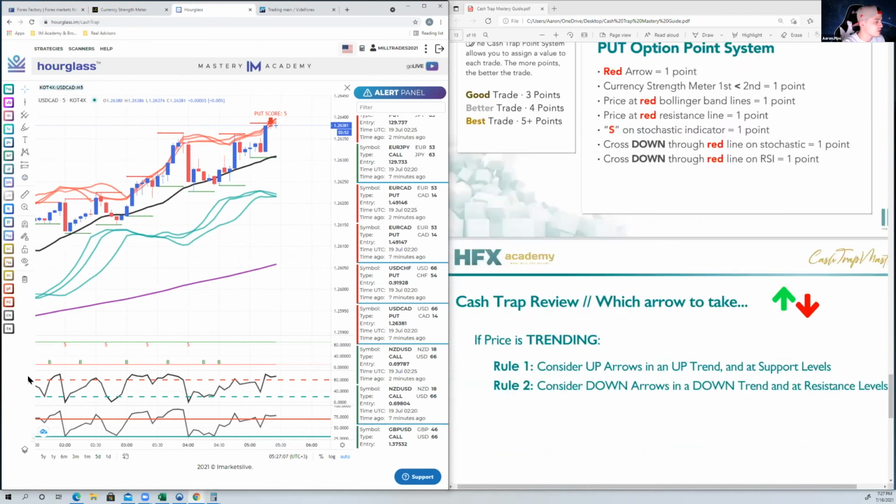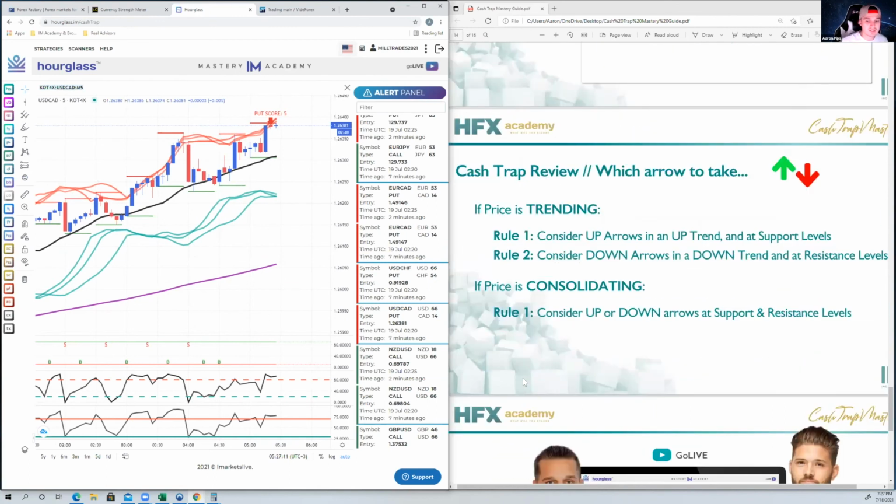Now, when we simply do this, Cash App rules which arrows to take. If price is trending, rule 1, consider up arrows in the uptrend and at support levels. Rule 2, consider down arrows in a downtrend at resistance levels. If price is consolidating, rule 1, consider up or down arrows at support and resistance levels.